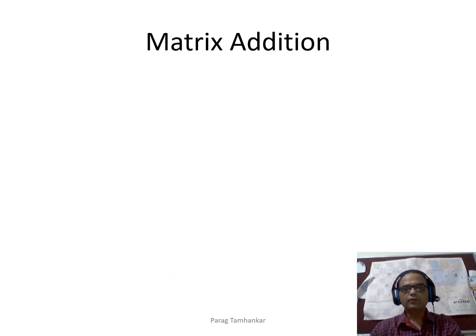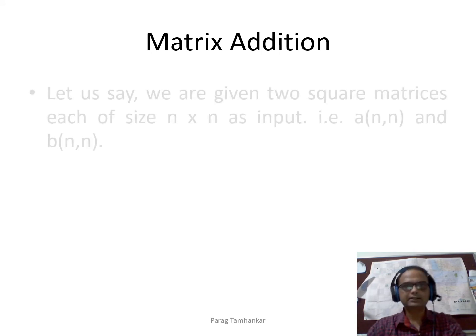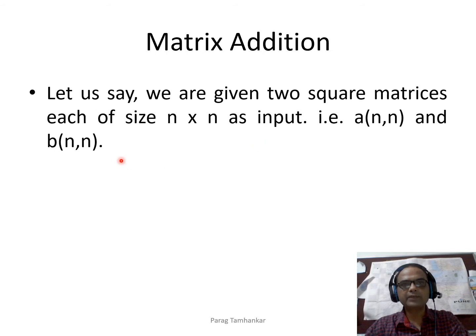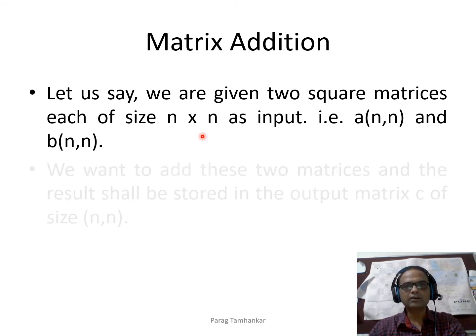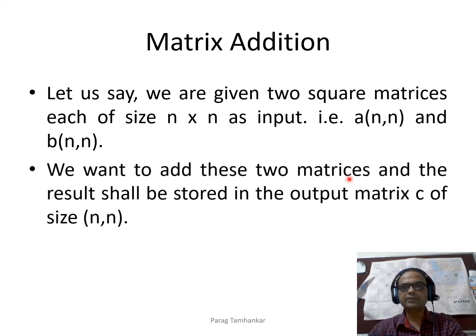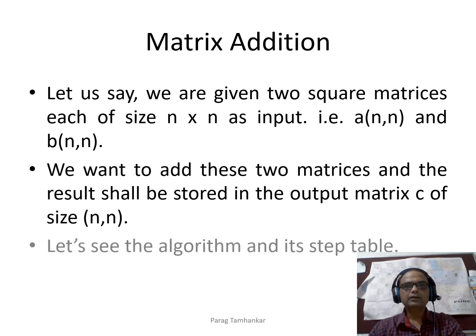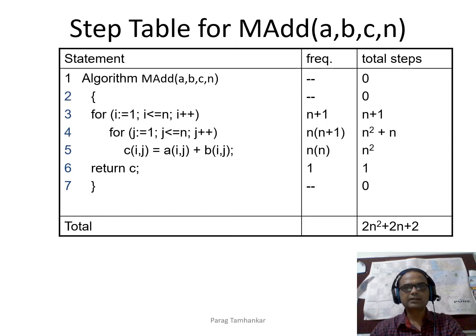Now let's see another algorithm for matrix addition. Let's say we are given two square matrices of size n cross n, A and B. Both are square matrices, with n rows and n columns. We want to add these two matrices and the result shall be stored in the output matrix C of the same size. So let's see the algorithm.